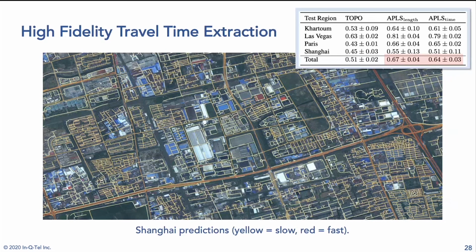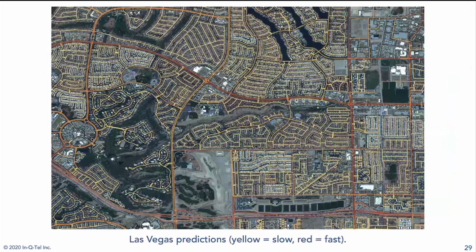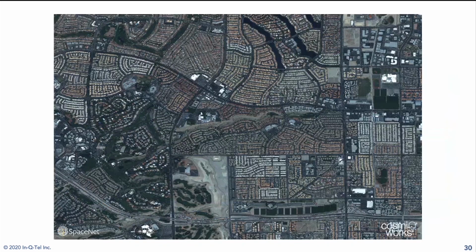Just a few more screenshots. So this is pulling out the road network with the same methodology over Shanghai. And we're seeing a very high fidelity travel time extraction. I won't get into detail too much here, but there's a very low difference in APLS time versus APLS length scores, which means, again, we're pulling out this road speed quite well, which is exciting. Las Vegas is a much easier city to extract than others. So this is the prediction over Las Vegas, a pretty darn good road network.